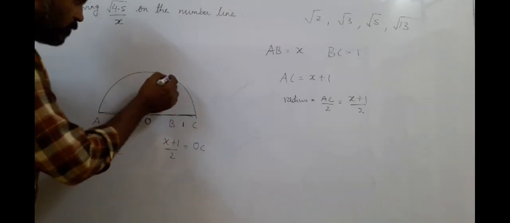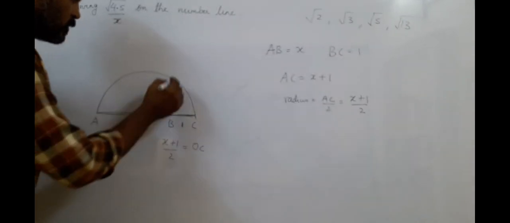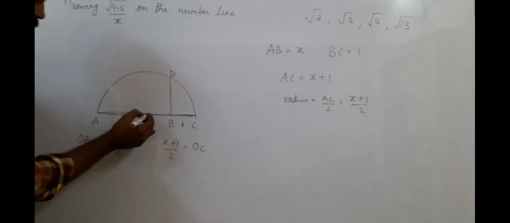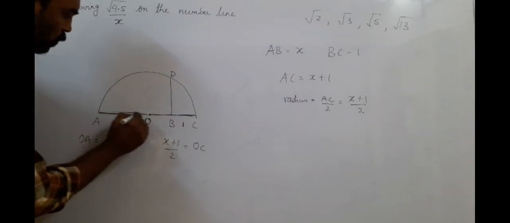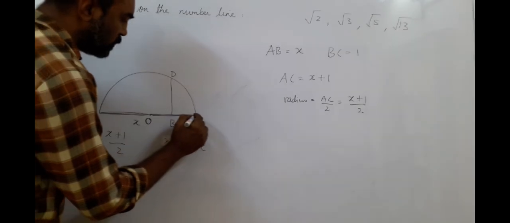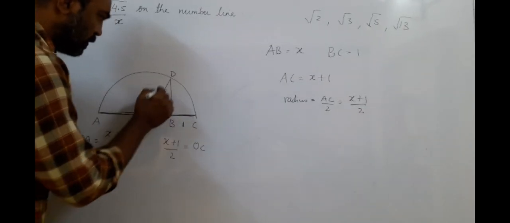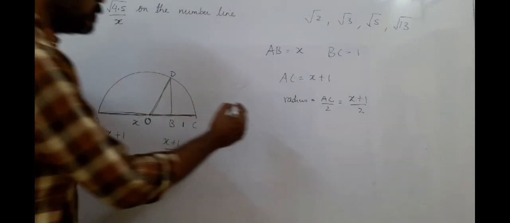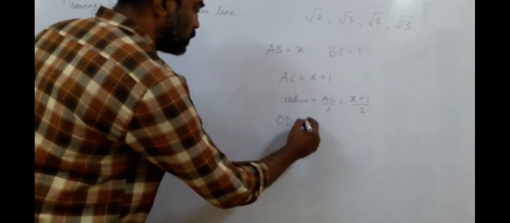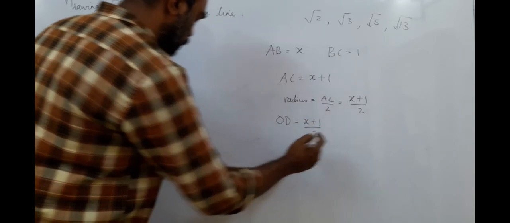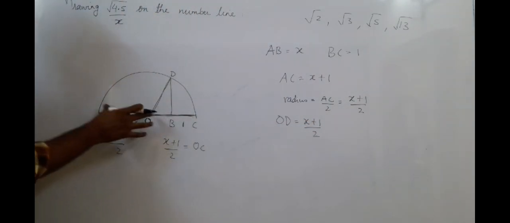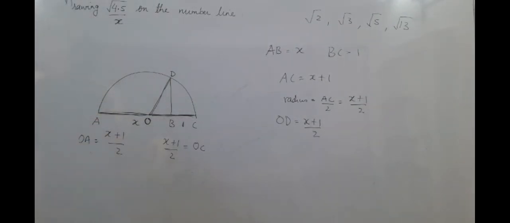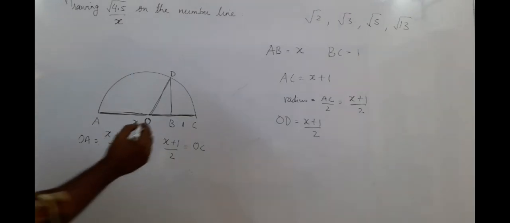Remember I drew it, and from B I draw this point. Now if you see, this is the center of the circle O. OA is the radius, OC is the radius, even OD is the radius, because it is the same distance. So OD is also equal to x plus 1 upon 2. So OC is x plus 1 upon 2, OA is x plus 1 upon 2, and OD is x plus 1 upon 2. Okay.